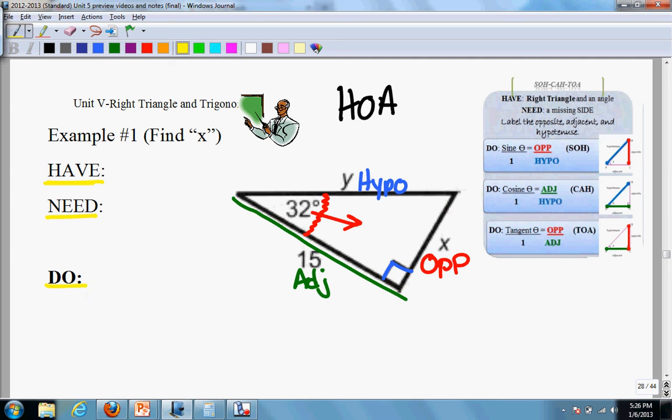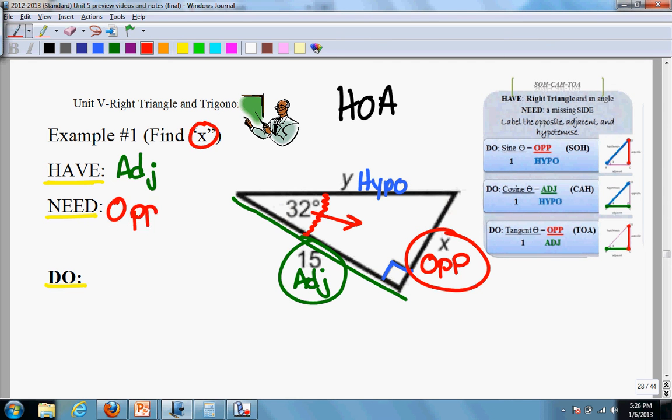Look at what we have. We have 15, which is the adjacent. So I'm going to write, I have the adjacent side. If I want to find x, I look at x, circle it, I need the opposite. Now look very carefully. I have an adjacent, I need an opposite.